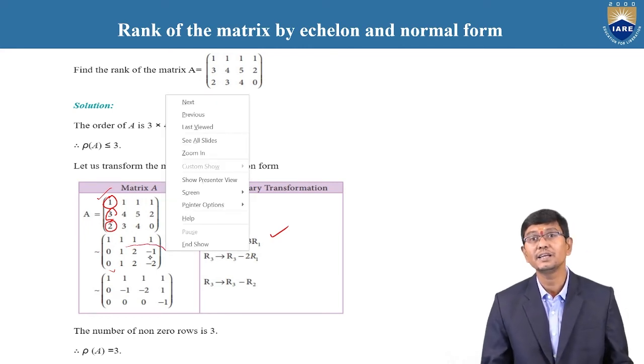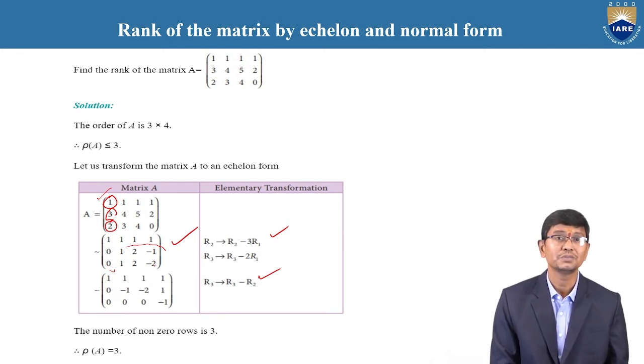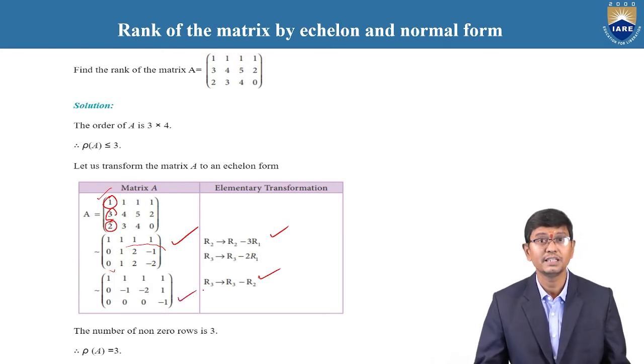Therefore, after that modification, we need to obtain a value, that is R3 minus R2. With the help of R2, that is 0, 1, 2, minus 2, the row is changed to 0, 0, 0, and the last value will be minus 1 only. Therefore, when we observe this once again, it is clearly satisfied.